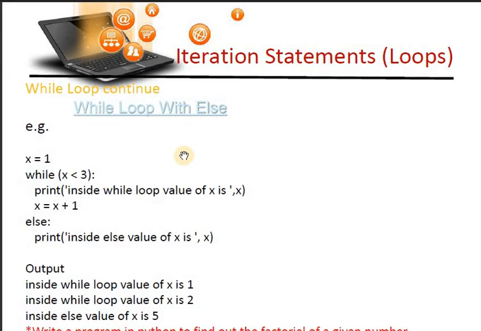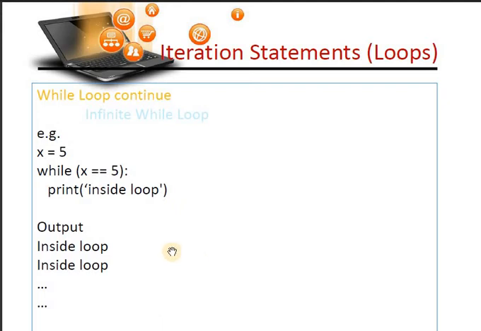Now we can also use the else in the while, like this. x equal to 1, x is less than or equal to 3, print this, x equal to x plus 1. Now how will this else be executed? This else will be executed if the condition is false. Okay. Now next, it is the example showing the infinite while loop.